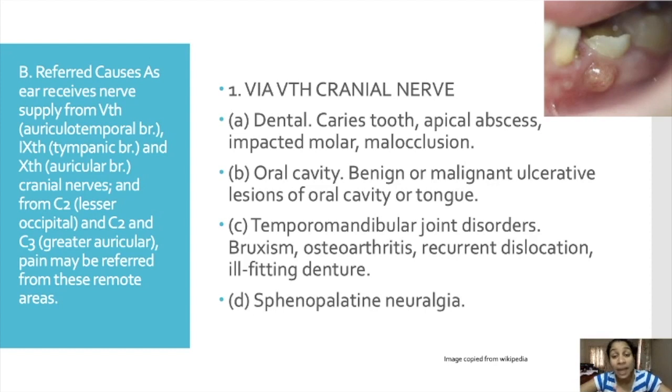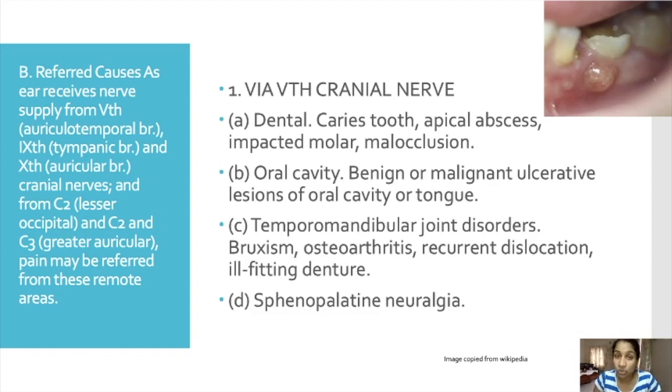And also sphenopalatine neuralgia. Sphenopalatine neuralgia, you know, right? Severe pain along the path of the nerve. In the fifth nerve there will be sphenopalatine neuralgia. There are sphenopalatine ganglions, foramens and arteries, and this affects the sphenopalatine ganglions. Sphenopalatine neuralgia is also known as cluster headache, and it can also cause pain towards the ear. So these are the causes referred from the fifth cranial nerve areas.